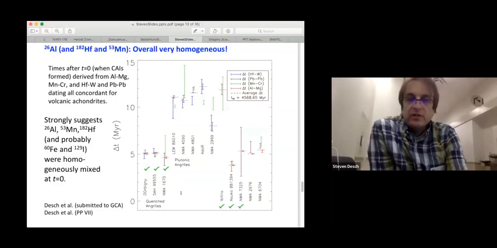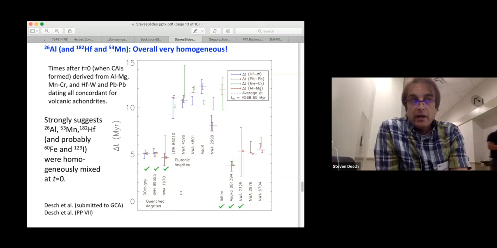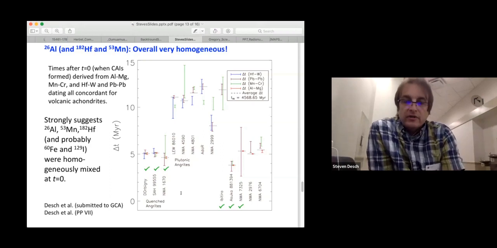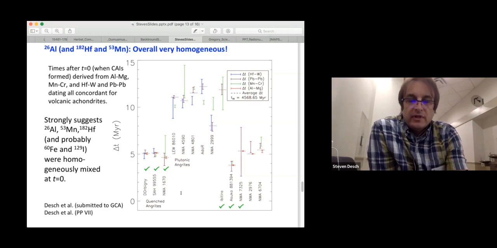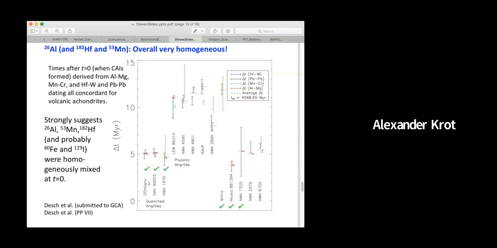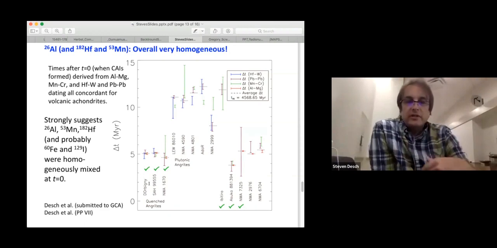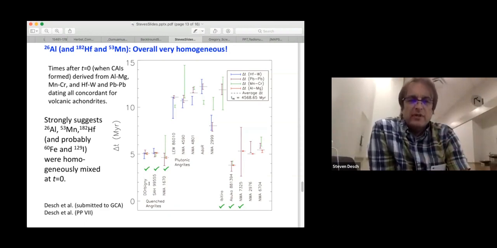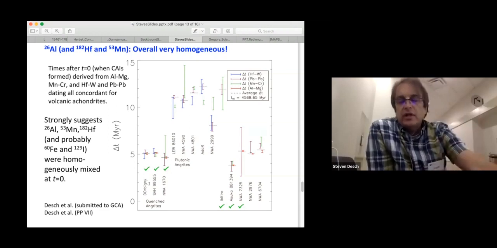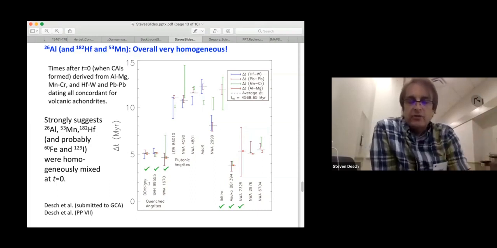I'm starting with the assumption that aluminum-26 was very homogeneous from time zero. If you look at different samples, like these different achondrites, and we're looking at bulk abundances of achondrites, these are volcanic ones, the ones with the green checks. All of the isotopes should have been well mixed and achieved isotopic closure at the same time, which means that you can date them using the technique Sasha described for aluminum-26. If you know the initial abundance of aluminum-26 and you measure it in a chondrite or an achondrite and see less, then you can infer how long after time zero it took to form.